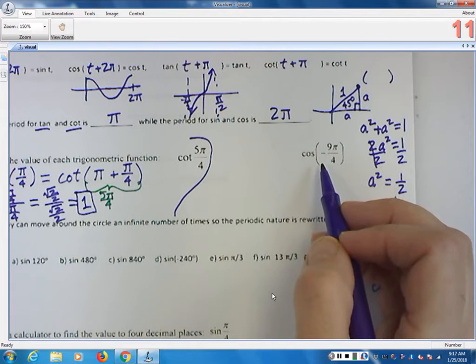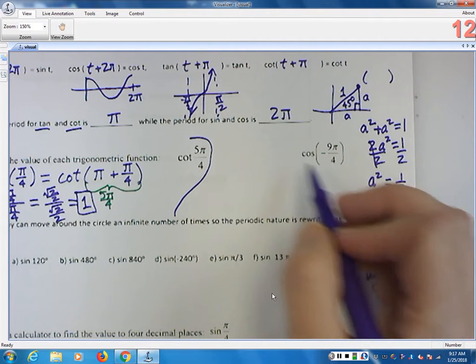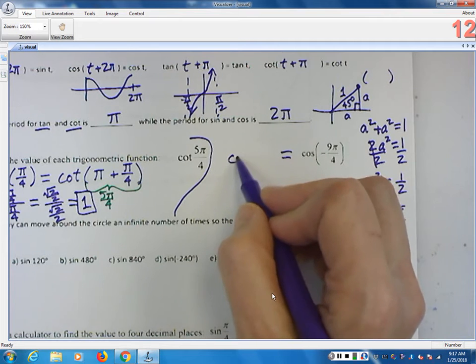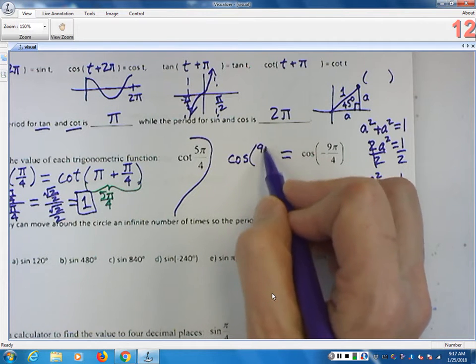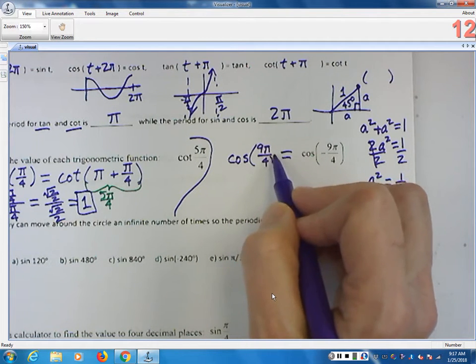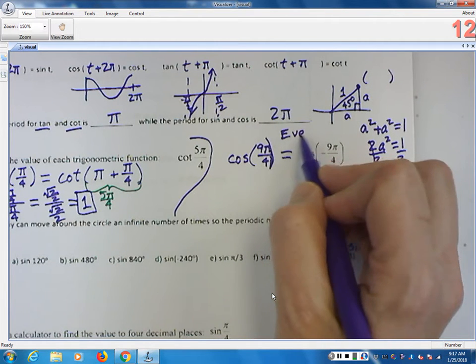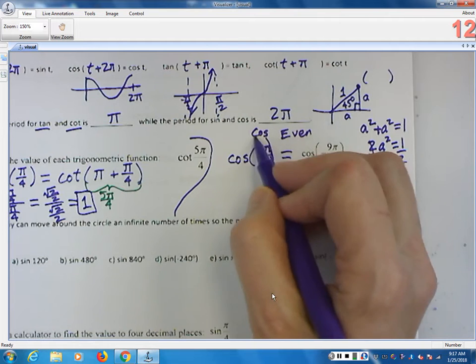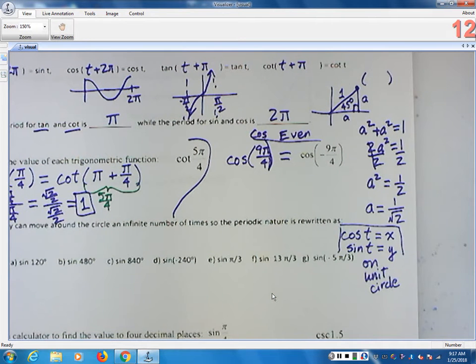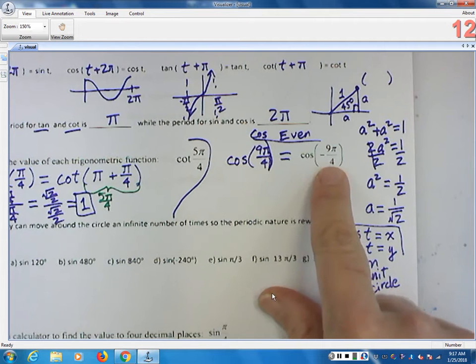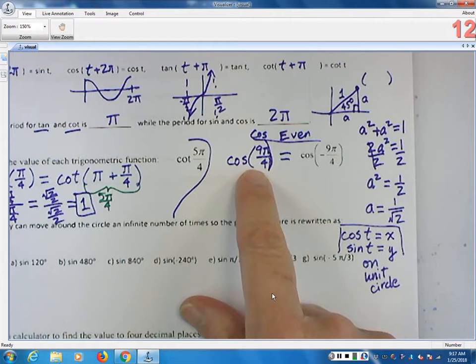Well, cosine is an even function, so this equals cosine of 9 pi over 4. Because it's even. An even function has f of x equals f of negative x. We learned that in 1710. So cosine's even, so cosine of a negative angle is just going to be cosine of the positive.